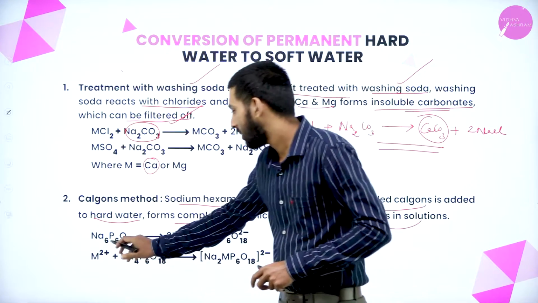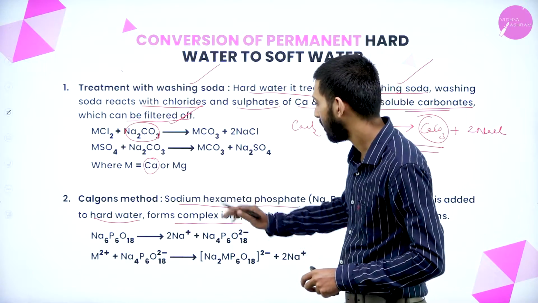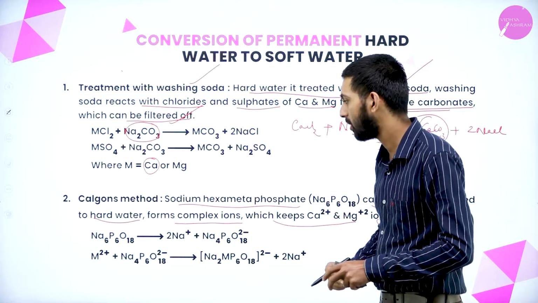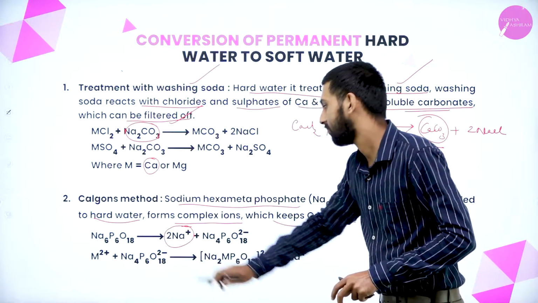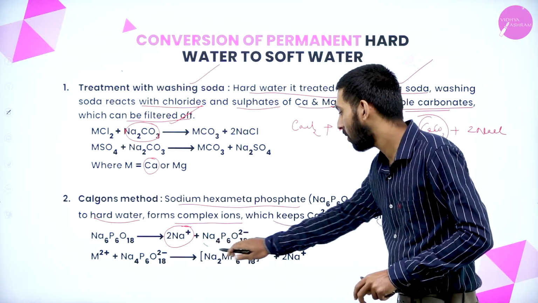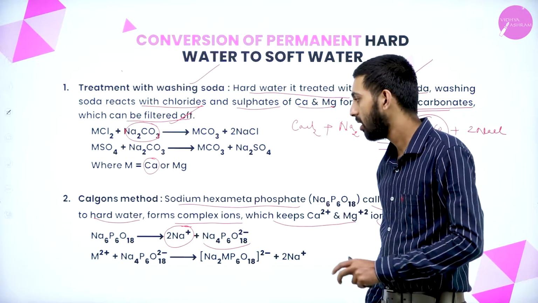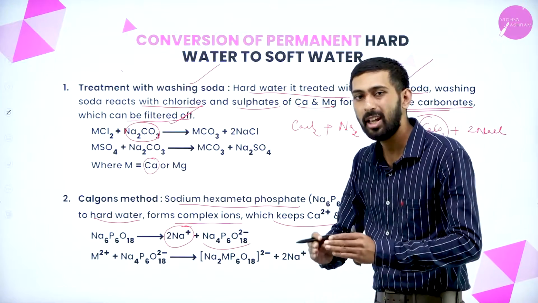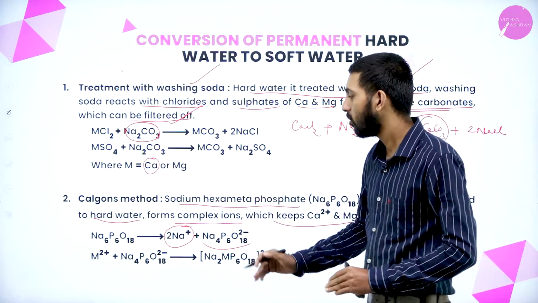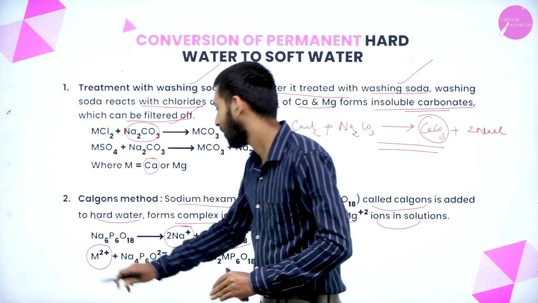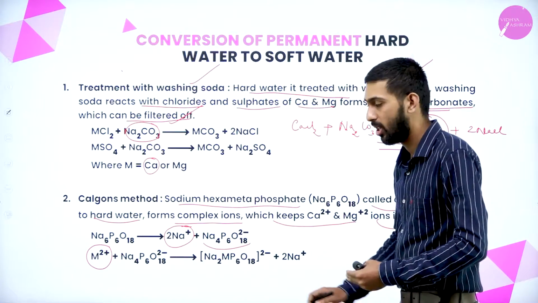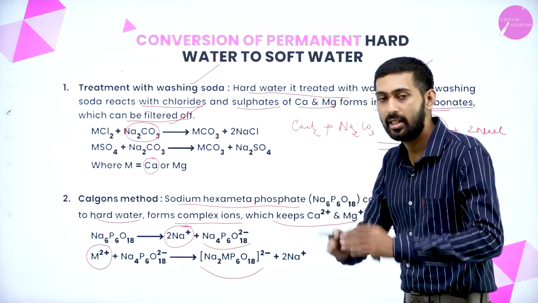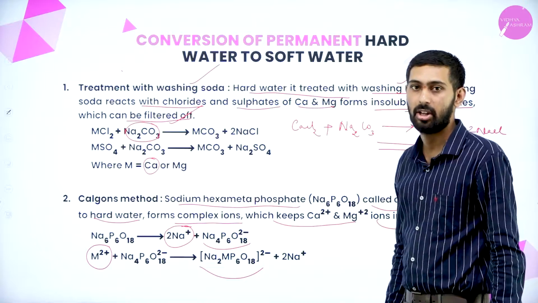Na6P6O18 is known as sodium hexametaphosphate. When it is treated with hard water, we get sodium ions and sodium metaphosphate. Two moles of sodium will be ionized and four moles of sodium will remain. Then, when it is treated with hard water, you get a complex ion, and this complex ion contains calcium and magnesium.